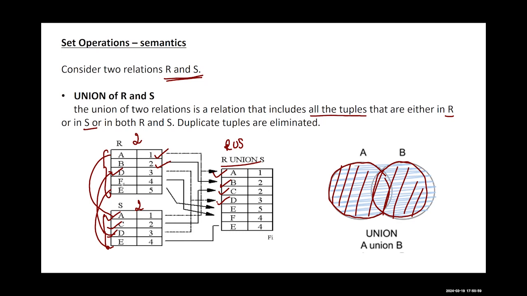Sorry, this E is not a duplicate. Now what is happening for E is, the column values E and 5 we have, which is already written over here.